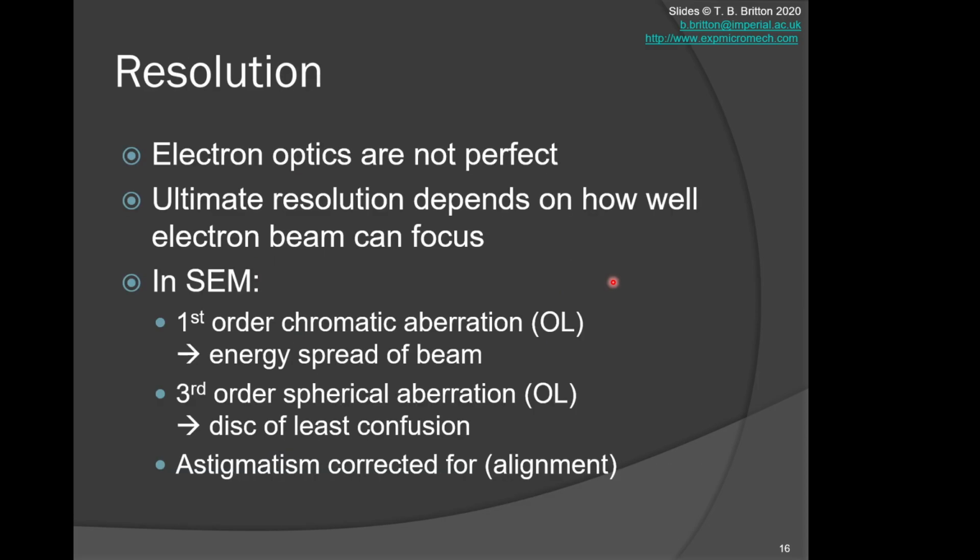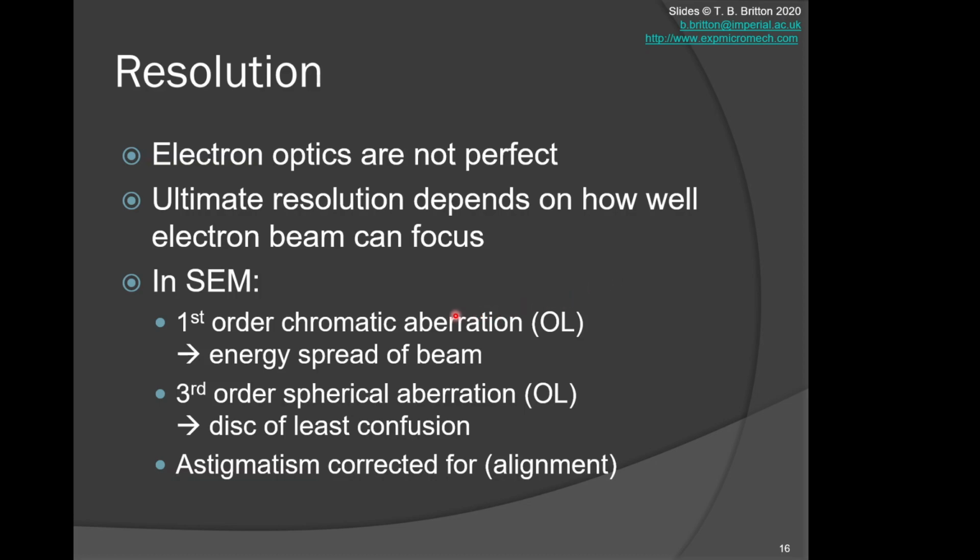Now, we note that electron optics are not perfect, and broadly the typical analogy that we give is that if we were to compare a magnifying glass to the electron optics we have in our microscopes, it would be equivalent to looking down a beer bottle. Now, the ultimate resolution, how much we can distinguish 2 points, depends effectively how well we can focus that probe into a sharp point. And there are several aberrations that can be present.